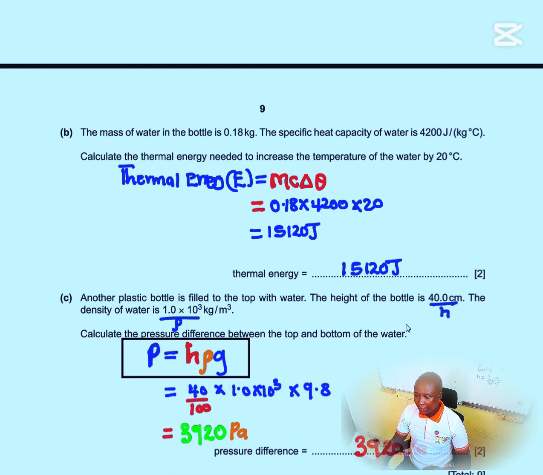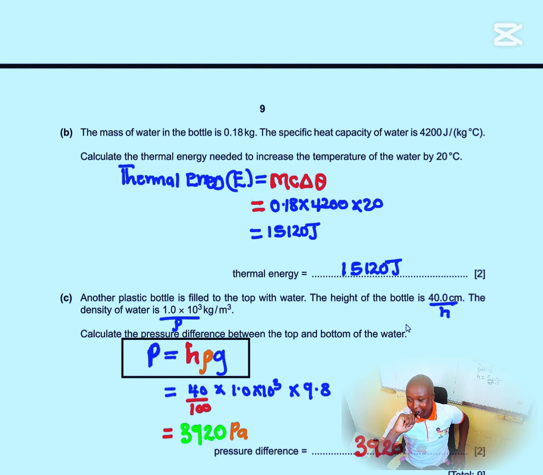The mass of water in the bottle is 0.18 kg, and the specific heat capacity of water is given. Now you can see they are bringing the concept of thermophysics inside this. Quite interesting. Under thermophysics, we are learning how to calculate thermal energy, and thermal energy equals mass times specific heat capacity times temperature change.